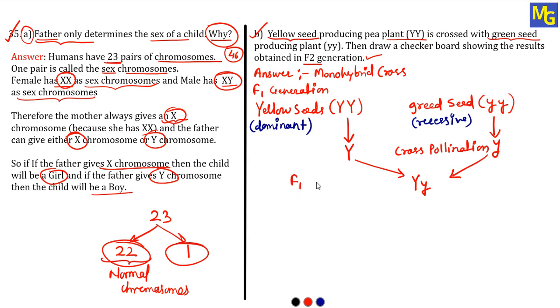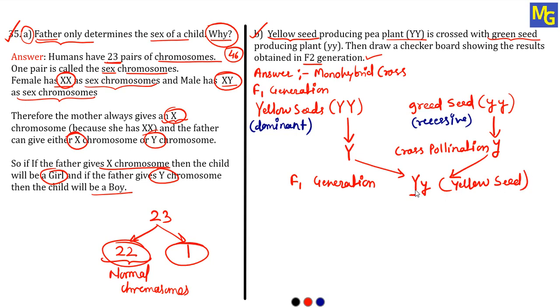So I'll write it here. F1 generation, we are going to get all the pea plants with yellow colored seeds. Why yellow color? Because Y is capital. If there is a capital Y, then capital Y trait will be dominant. That is, yellow color of the seed will be dominant, and therefore all the plants we are going to get with yellow color seeds. Yellow seeds we are going to get in F1 generation.